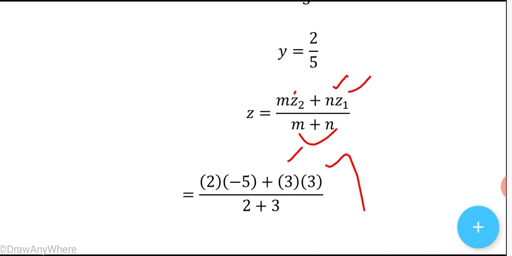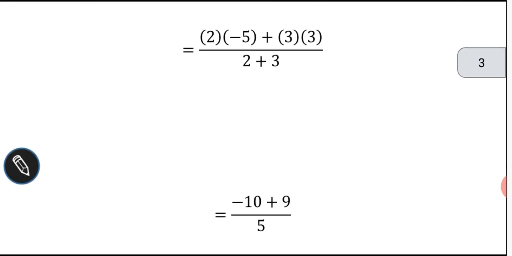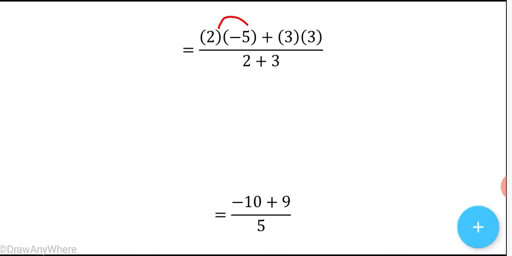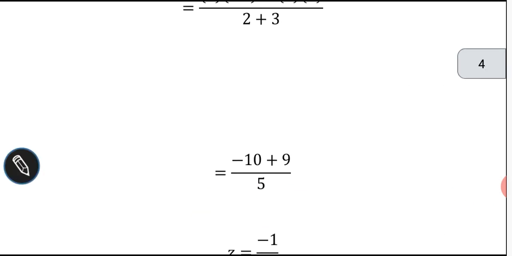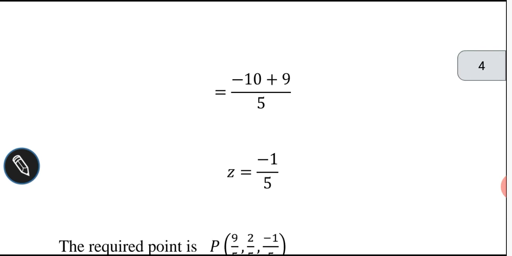Okay, so m plus n means 2 plus 3. So z is equal to (2 into minus 5, which is minus 10, plus 3 into 3, which is 9) divided by 2 plus 3, which is 5. So minus 10 plus 9 is equal to minus 1, divided by 5. Okay, so z is equal to minus 1 divided by 5.